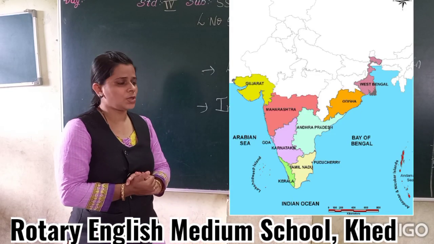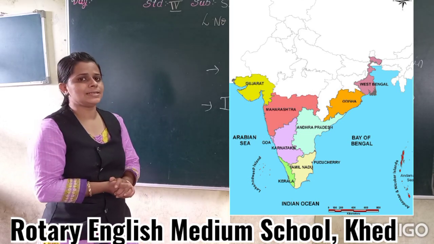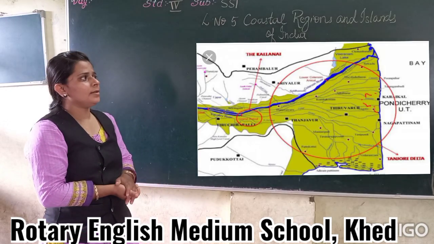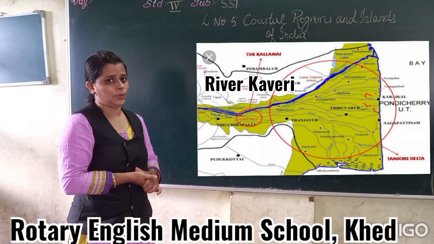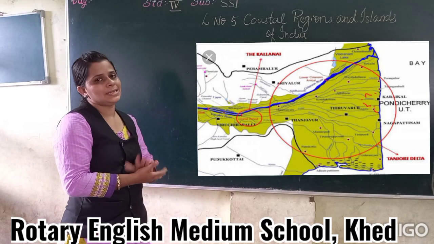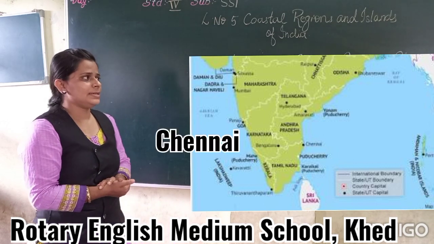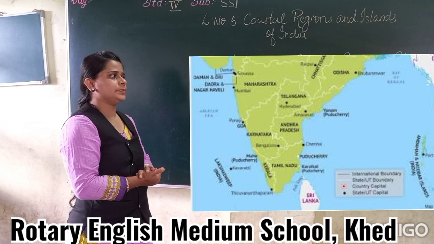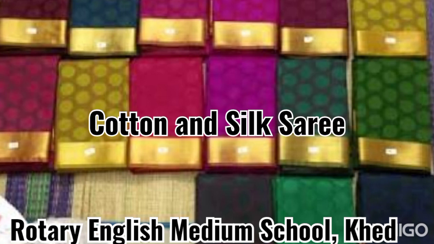I hope you have understood about West Bengal and Orissa. Now let's move to the next state, Tamil Nadu. Here river Kaveri formed its delta along the Coromandel Coast in Tamil Nadu. Which river formed the delta in Tamil Nadu? That is river Kaveri. And my dear children, rice is the main crop grown in Tamil Nadu. Do you know the capital of Tamil Nadu? That is Chennai. And Tamil Nadu is famous for cotton and silk saris. You can see them in the images. The state Tamil Nadu is very famous for cotton and silk saris.